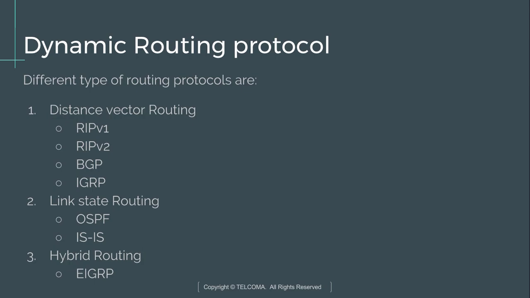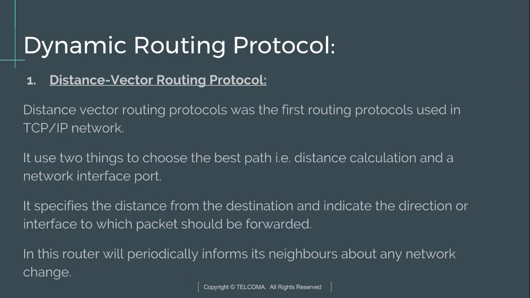The next is the different types of routing protocol. First is distance vector routing. In this we will learn about RIP, routing information protocol version 1 and routing information protocol version 2. Then BGP, border gateway protocol. Then IGRP, interior gateway routing protocol. Next is link state routing protocol, in which we will learn about OSPF and ISIS routing protocols. Then hybrid routing protocol. In this we will learn about the EIGRP routing protocol. So let's first discuss what a distance vector routing protocol is.